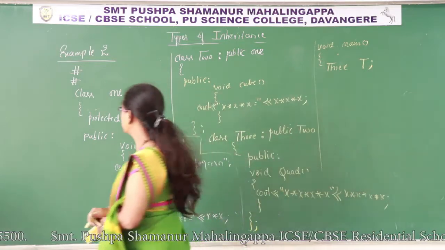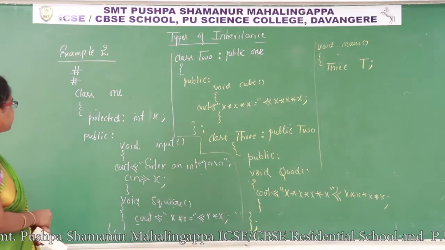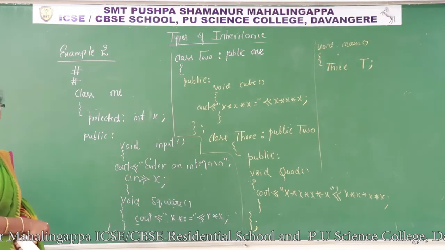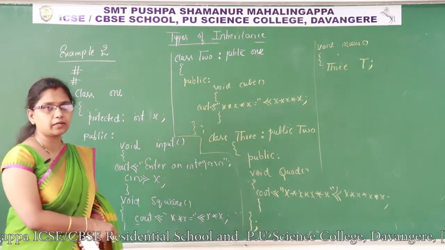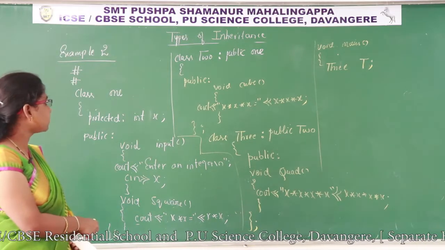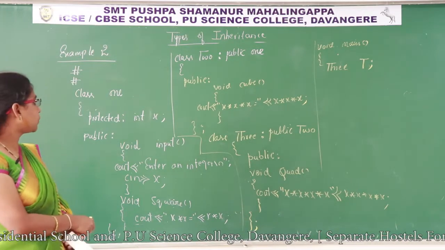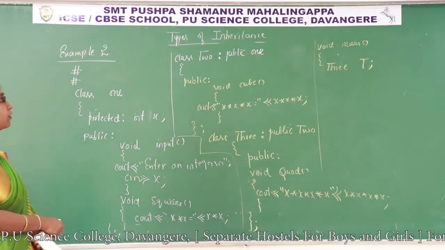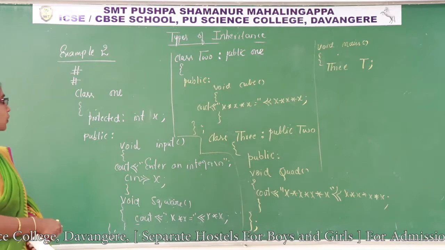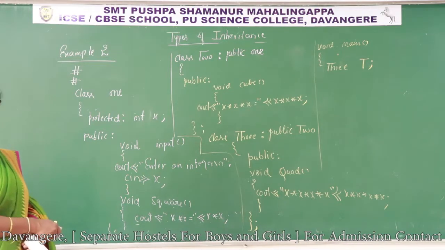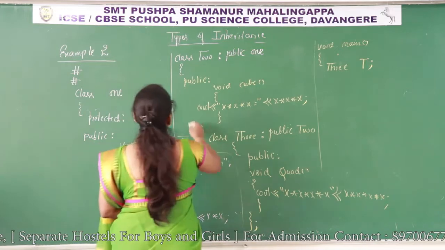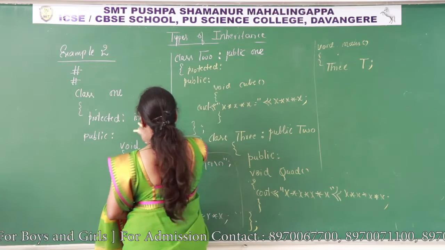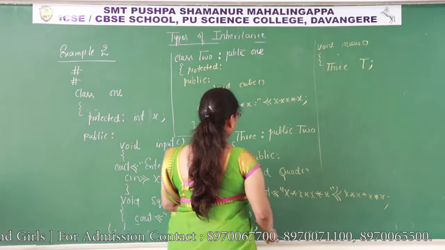See, let us analyze this program first. There are two member functions in the base class 1, and there is a data member x, that is a protected data. The protected and public members are inherited to the derived class. This protected data can be accessed through the member function of that base class and also the member function of the derived class, because protected members are inherited to the protected section of the derived class. I must write protected here. This data is inherited to the protected section. Here also protected.